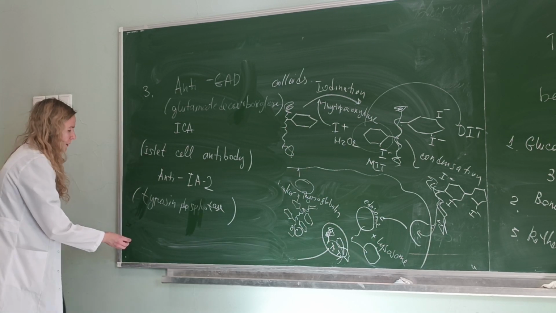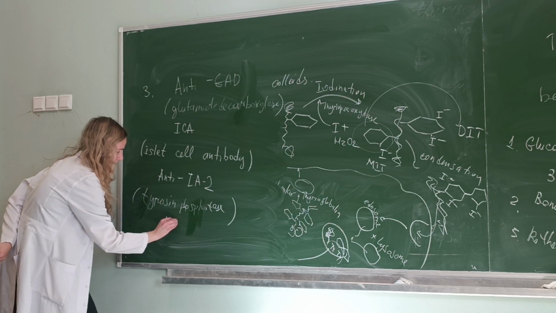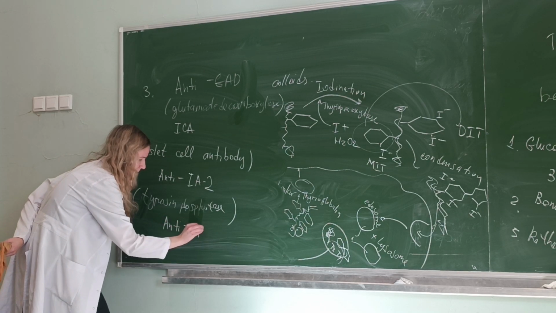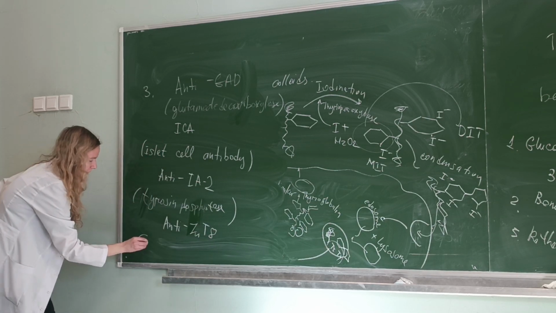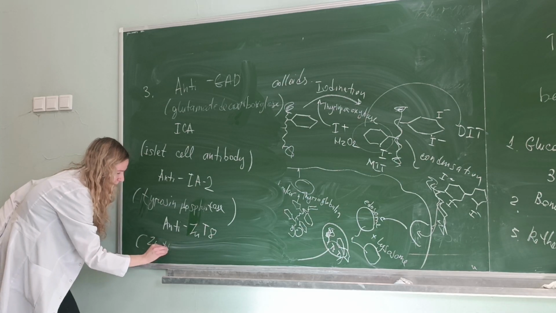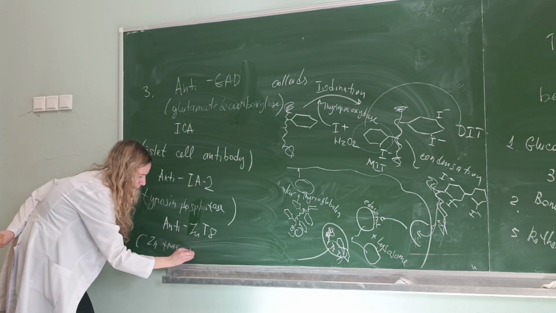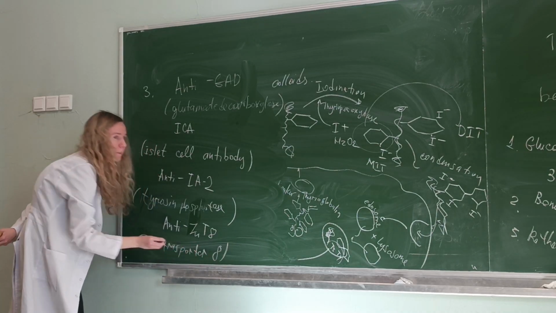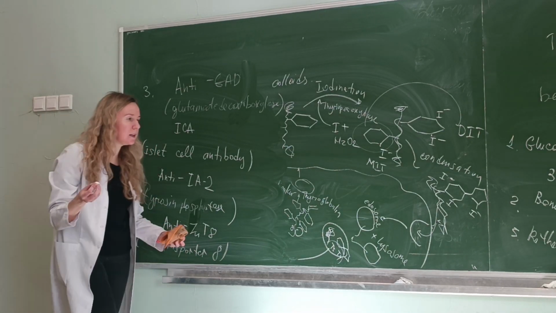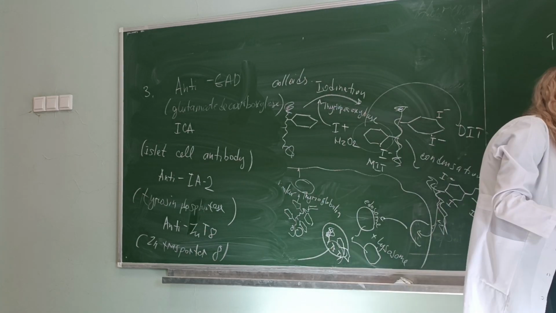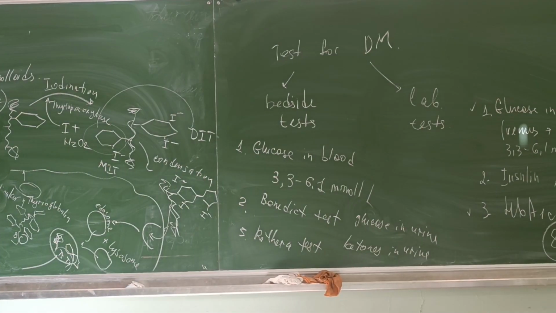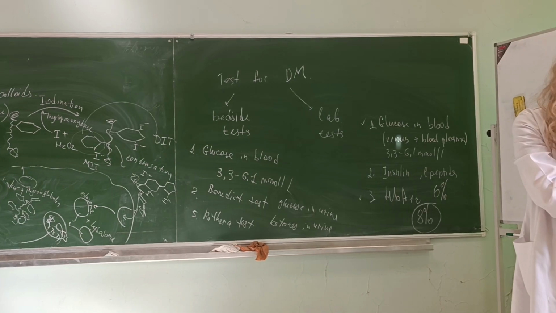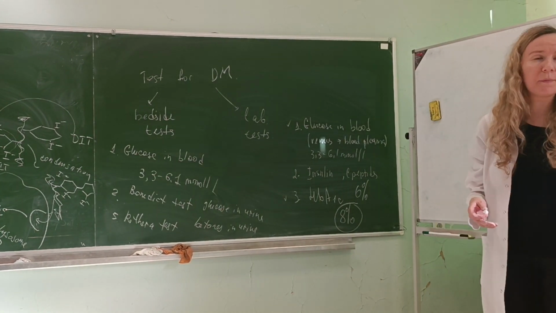And last, what do we use? Anti-ZnT8, zinc transporter number 8. Zinc is involved in stabilization of insulin in the vesicles. So again, patients can produce antibodies against the zinc transporter in beta cells.